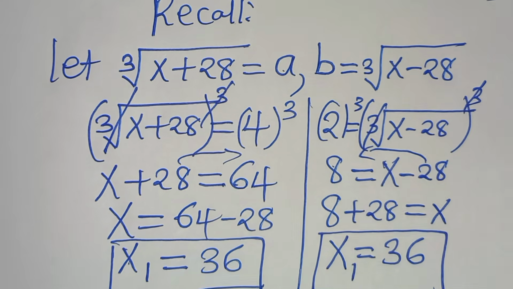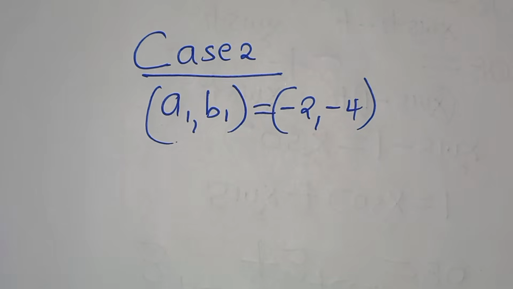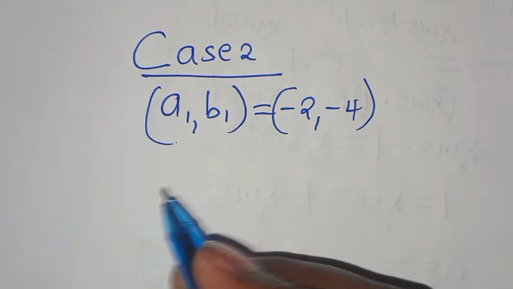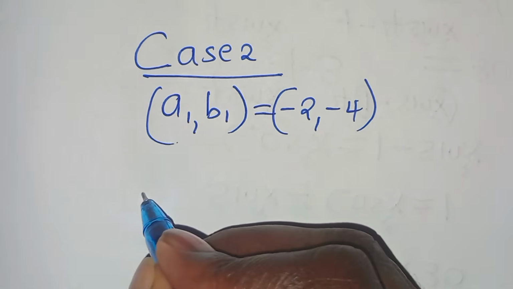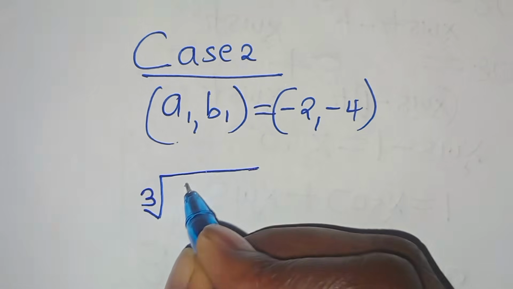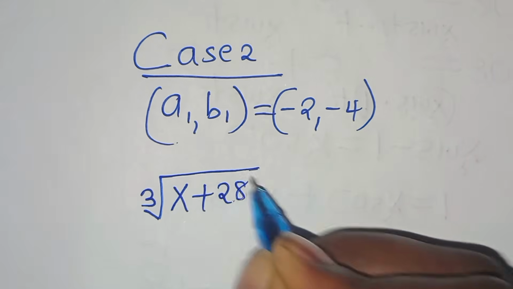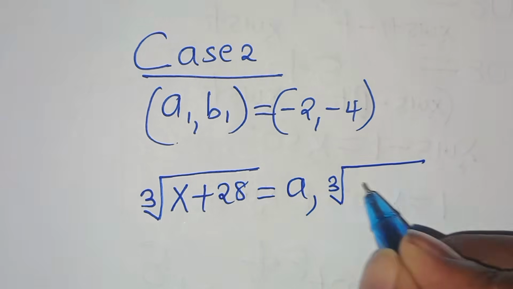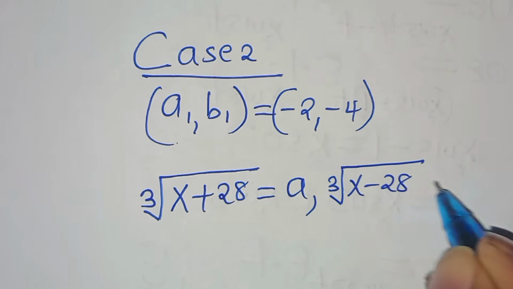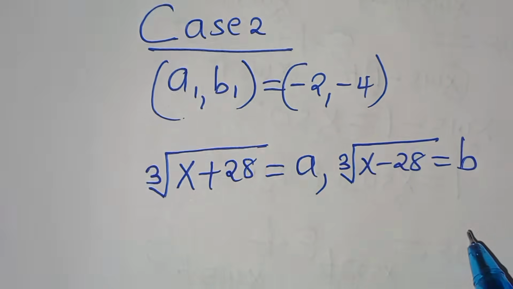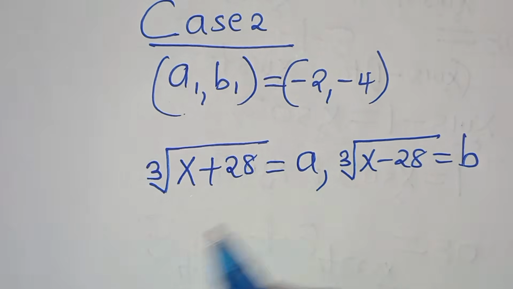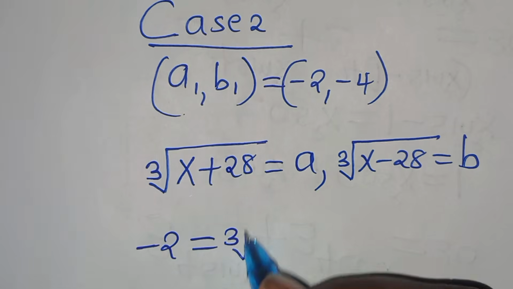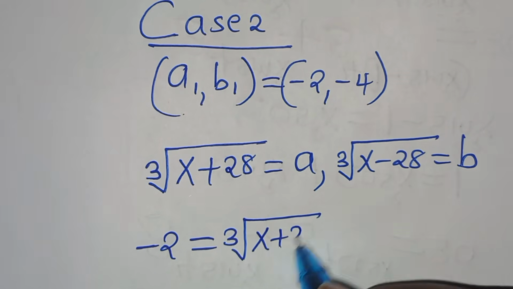Now let's solve for case 2 from here. In case 2, we have (a1, b1) equal to (negative 2, negative 4). And if you recall, the cube root of x plus 28 is equal to a, and the cube root of x minus 28 is equal to b. So let's substitute a, which is negative 2. So we have negative 2 equal to the cube root of x plus 28.